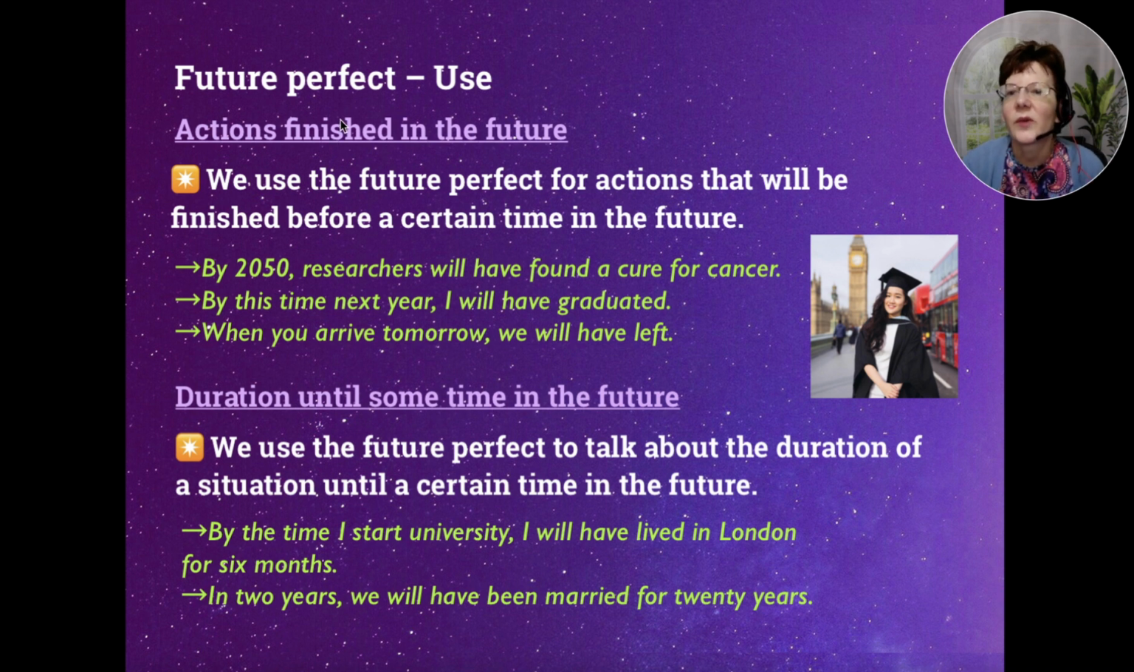Okay, let's talk about future perfect now, how it is used. This is used for actions finished in the future. So we use the future perfect for actions that will be finished before a certain time in the future. So, for example, by 2050, researchers will have found a cure for cancer. And then we have, by this time next year, I will have graduated. Or when you arrive tomorrow, we will have left.